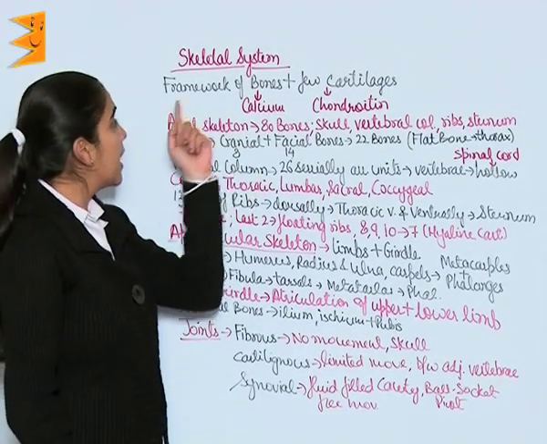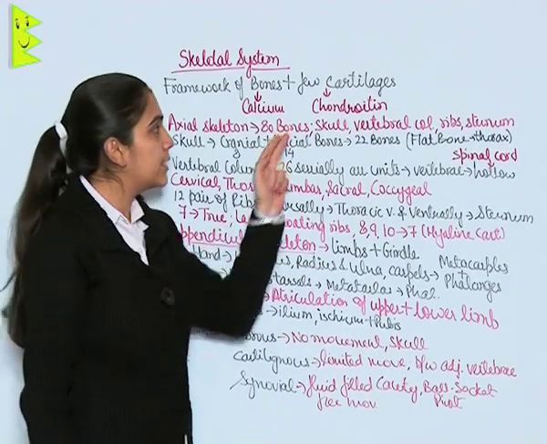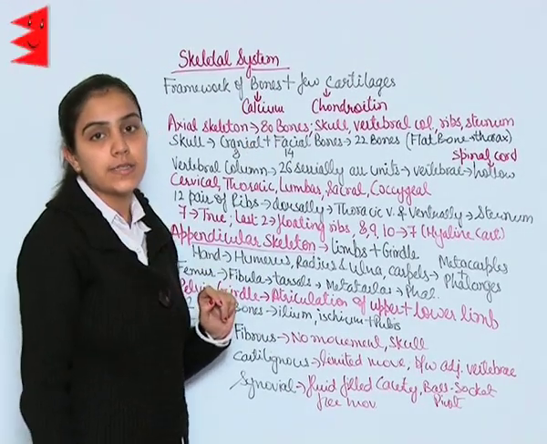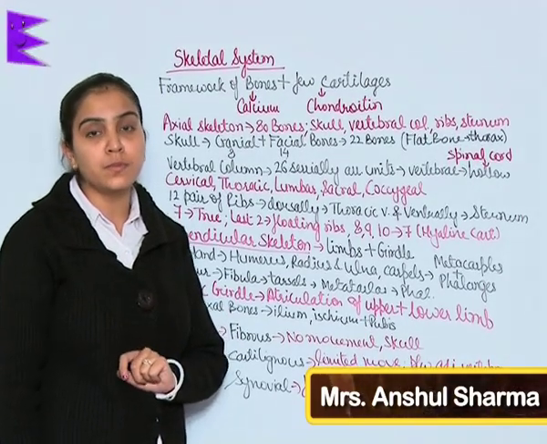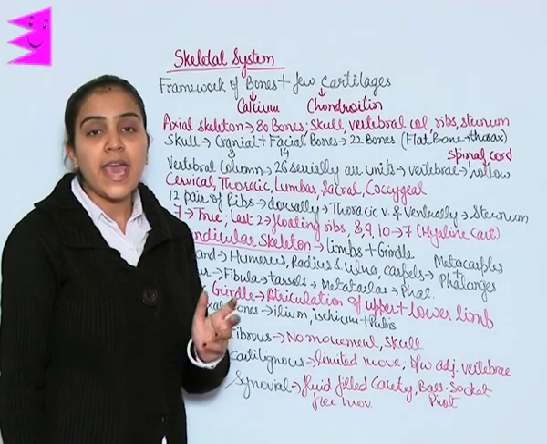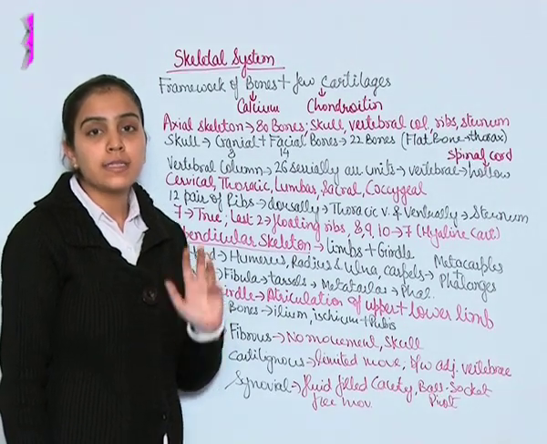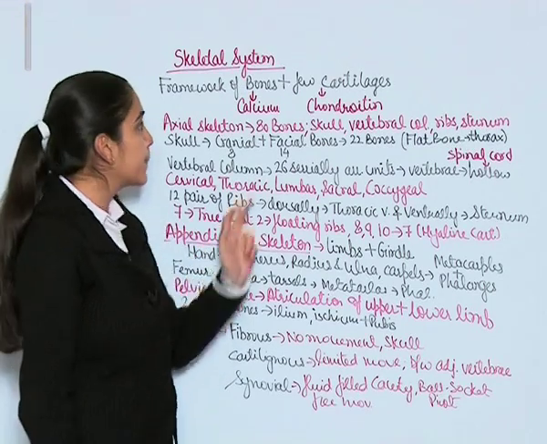Skeletal system. Framework of bones plus few cartilages forms the skeletal system. Skeletal system is responsible for the movements we do for our locomotion, as well as it provides a rigid support to the muscles of the body.